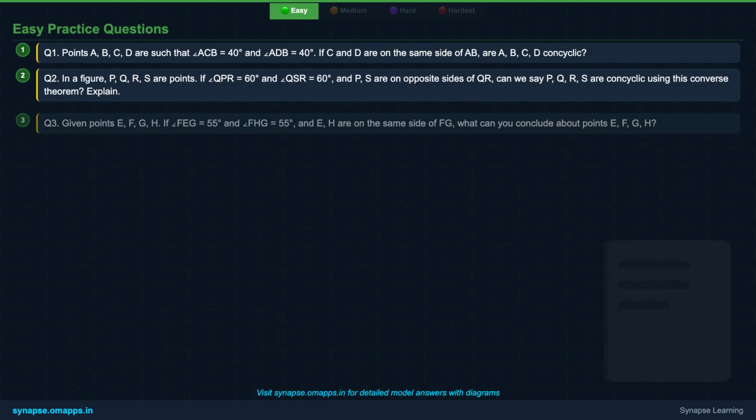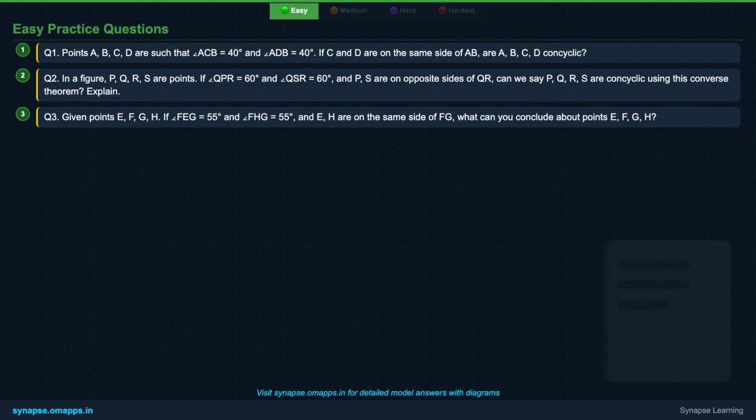Now it's your turn to apply what you've learned. Try these 3 practice questions. Read them carefully, visualize the points and angles, and use the converse theorem to determine if the points are concyclic. Remember to pay attention to the same side condition. Pause the video, solve them, and then check your understanding.